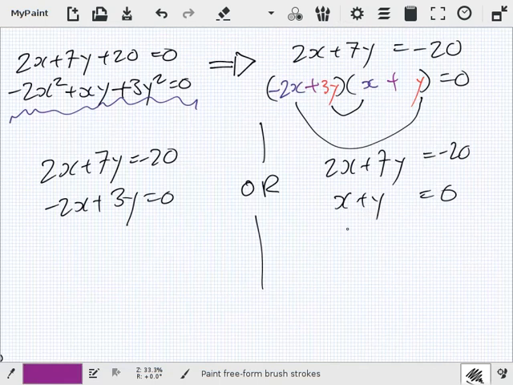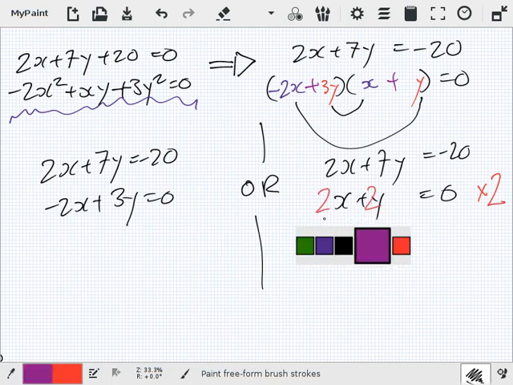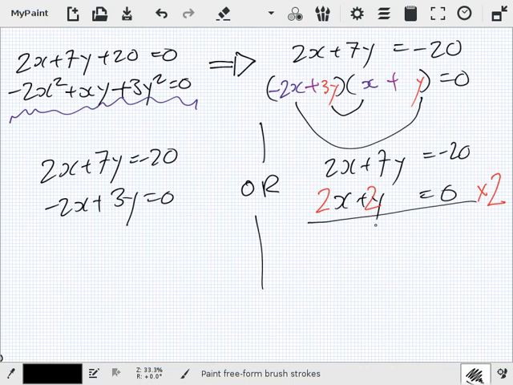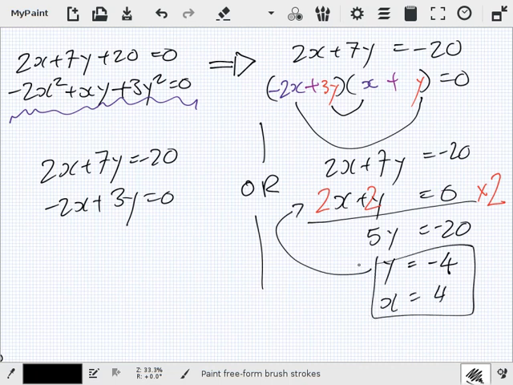So let's solve this one. What would be the easiest thing to do? I could multiply this by 2, couldn't I? So that's a 2 and that's a 2. I subtract, I get 5y equals minus 20 and y equals minus 4. If I sub that back in, I'll get x equals 4. Does that answer look familiar? Yeah, it was the second answer.